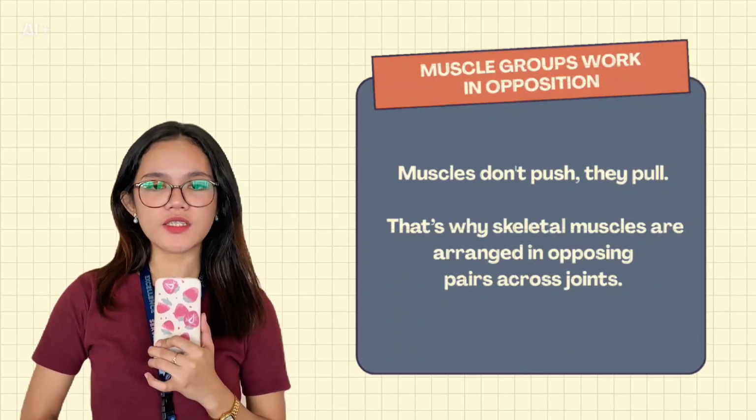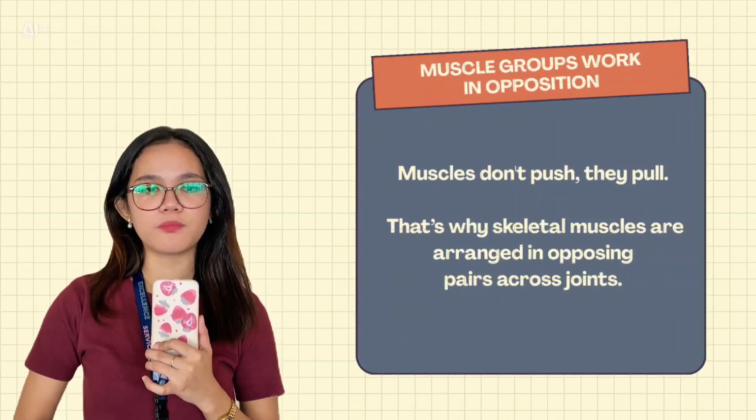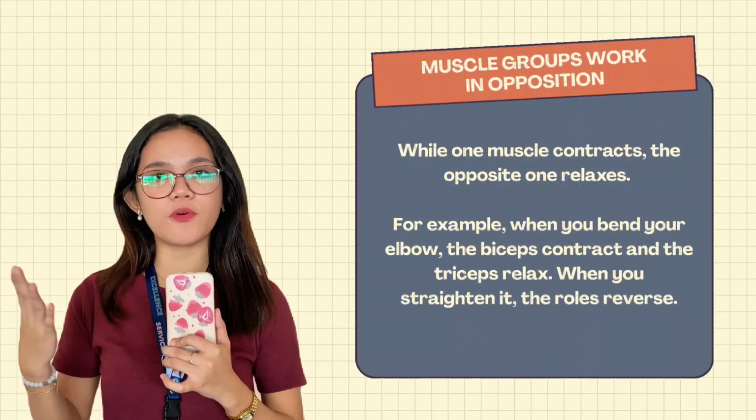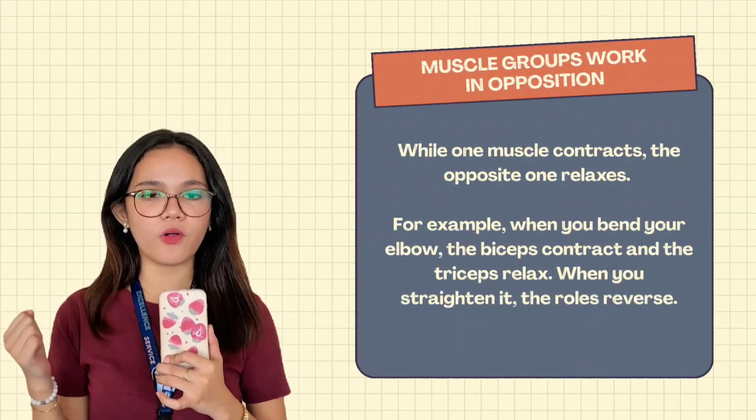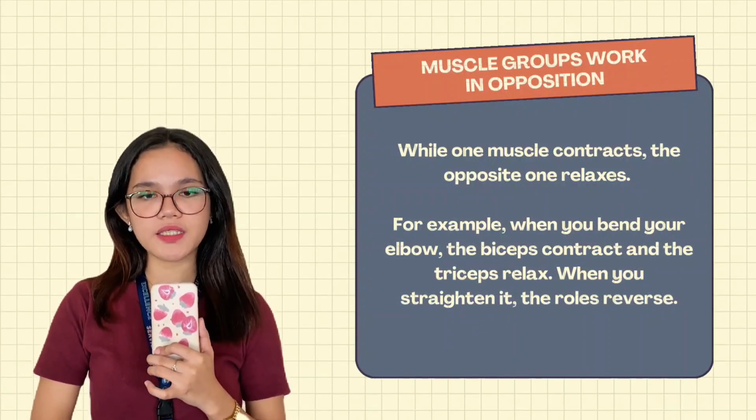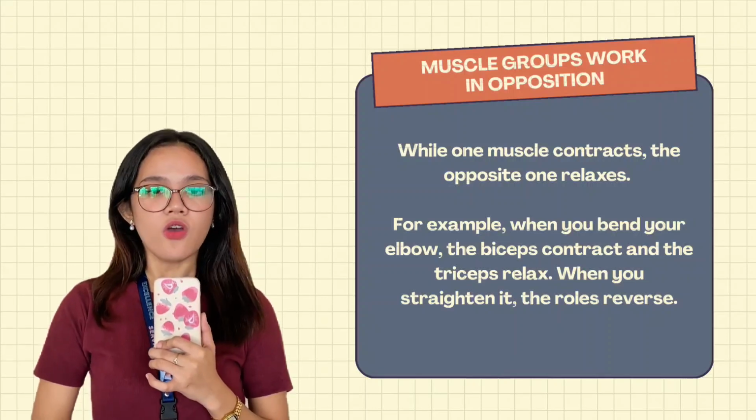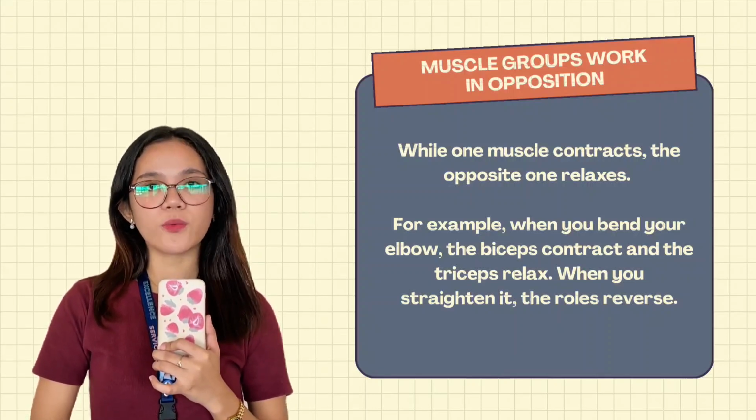General muscles and classification. Muscles work in groups. Muscles don't push, they pull. That's why skeletal muscles are arranged in opposing pairs across joints. While one muscle contracts, the opposite one relaxes. For example, when you bend your elbow, the biceps contract and the triceps relax. When you're straightening it, the roles are reversed.